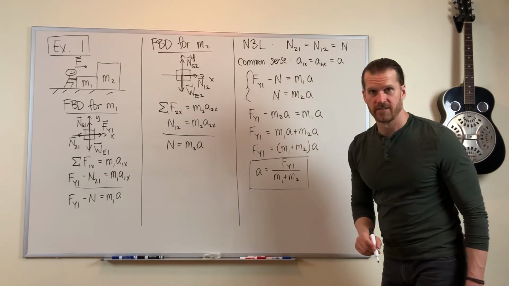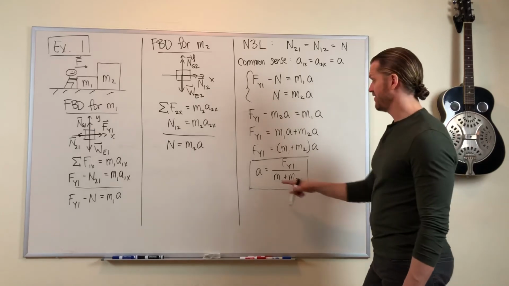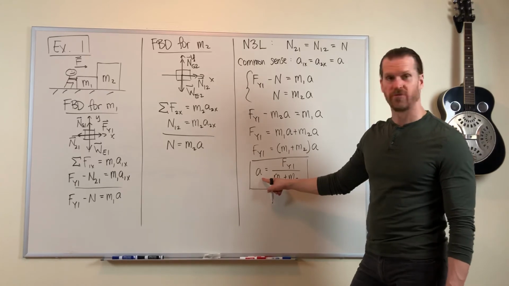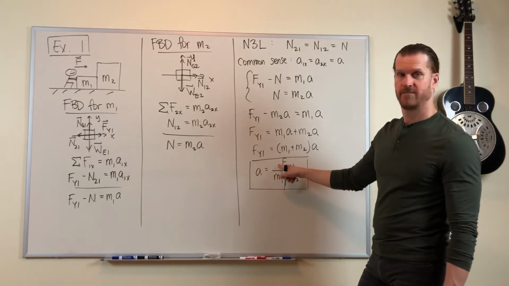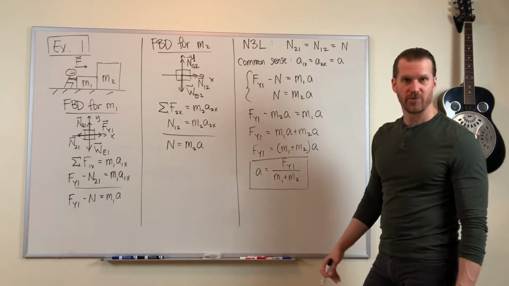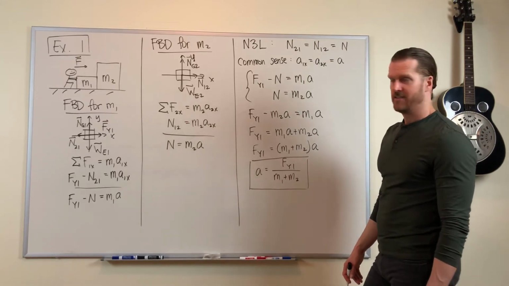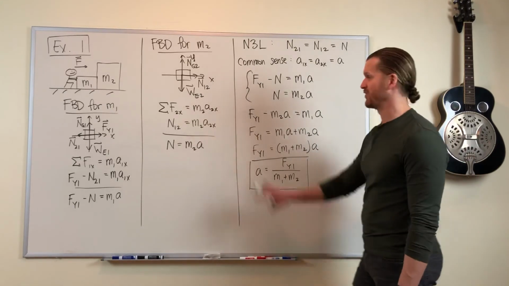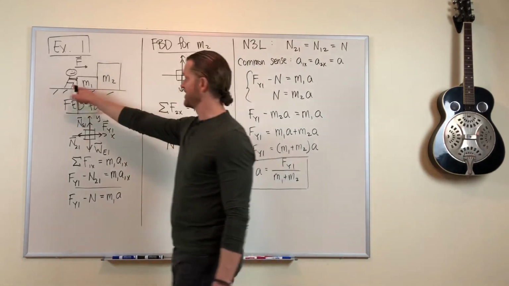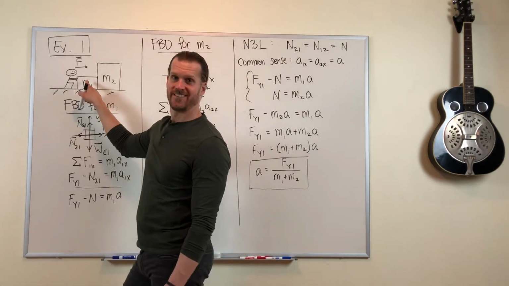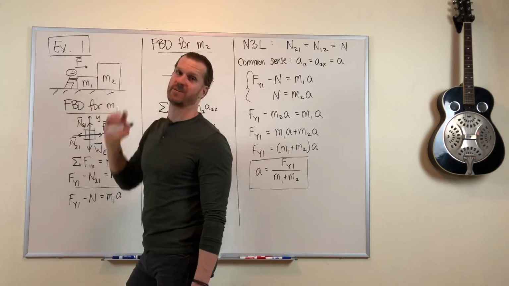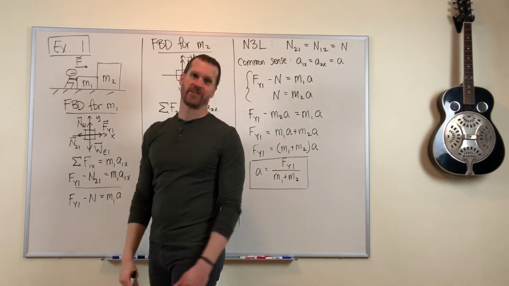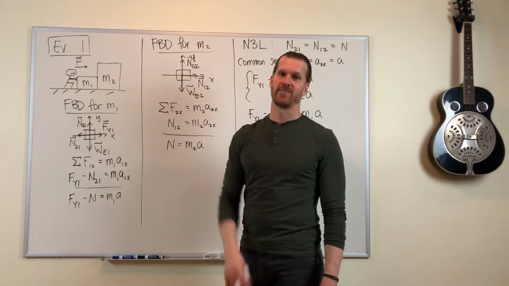After all that work, the solution is pretty simple. All it's saying is that the acceleration of each of these objects equals that push divided by the total mass of the system. In fact, you maybe could have guessed that at the very beginning of the problem without doing all this work. It makes sense that if you push on m1, it's kind of like there's just one big box of mass m1 plus m2. So it's sensible that its acceleration would just be force divided by total mass.